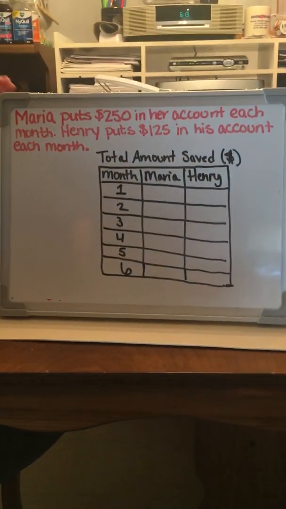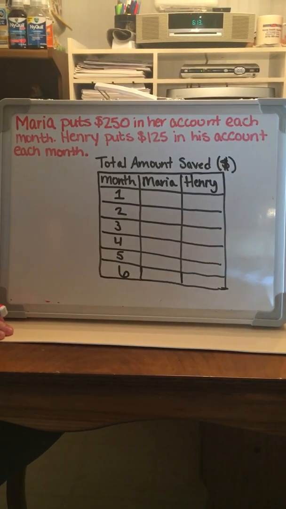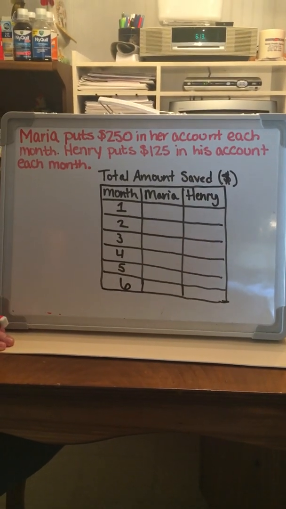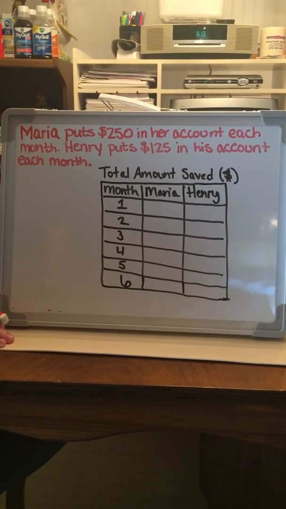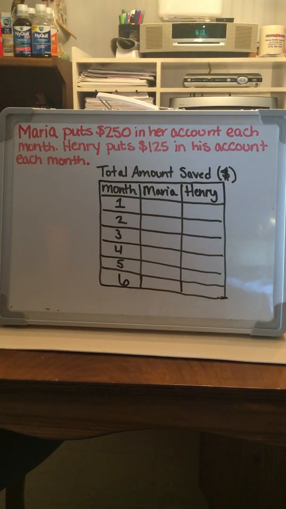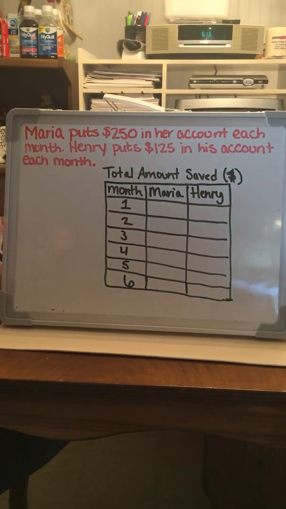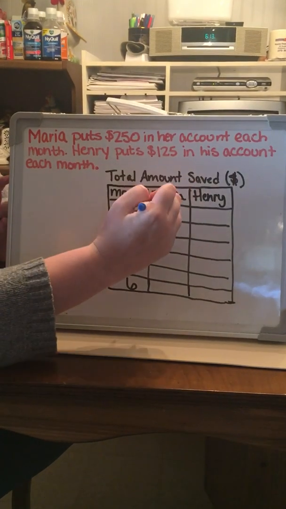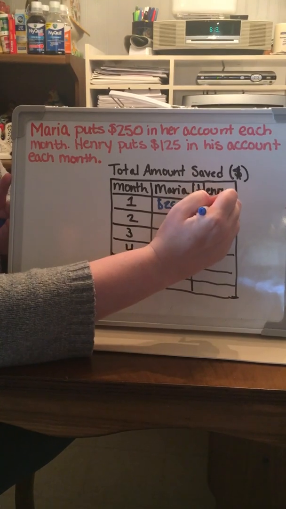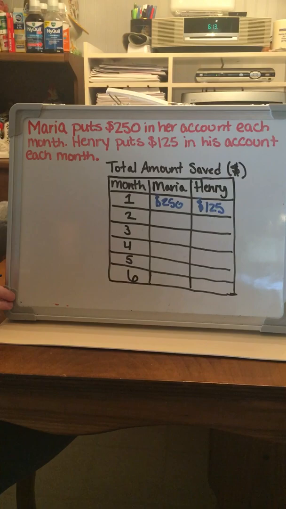Our other problem is about Maria and Henry saving money in their savings accounts. It says Maria puts $250 in her account each month, and Henry puts $125 into his account each month. So what we're going to do is we're going to look for some patterns between Maria's amounts that she's putting in and Henry's amounts that he's putting in. So we know in month 1, Maria would have put in $250, while Henry would have put in $125. And then we know they're consistently sticking to that amount.